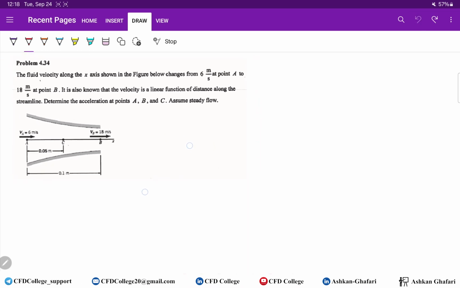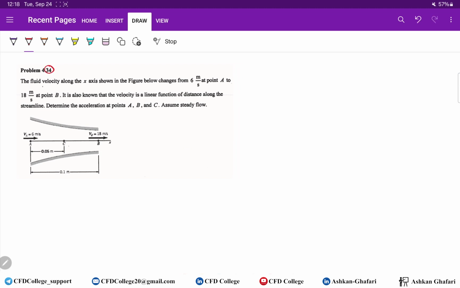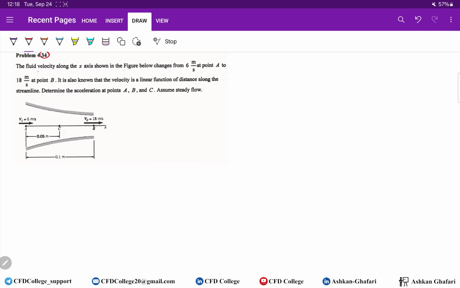Problem number 34 of chapter 4. The fluid velocity along the x-axis, shown in the figure below, changes from 6 meters per second at point A here to 18 meters per second at point B. We know the distance between these points. It is also known that the velocity is a linear function of distance along the streamline.